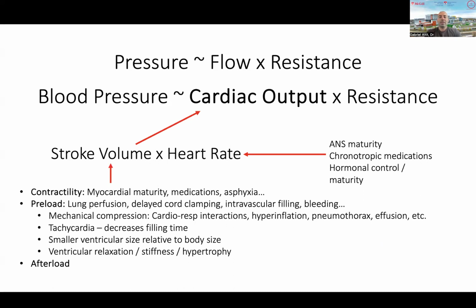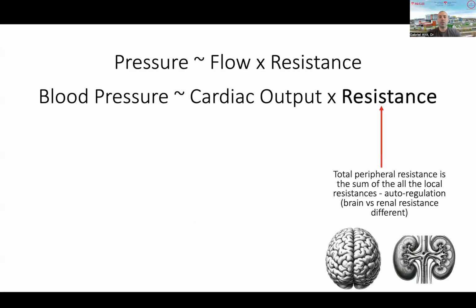And so there are many things like autonomic nervous system maturity, some of the medication we use, and some of the hormonal control or maturity that will affect heart rate. When we look at resistance, we often think about total peripheral resistance as the sum of all those regional resistances.